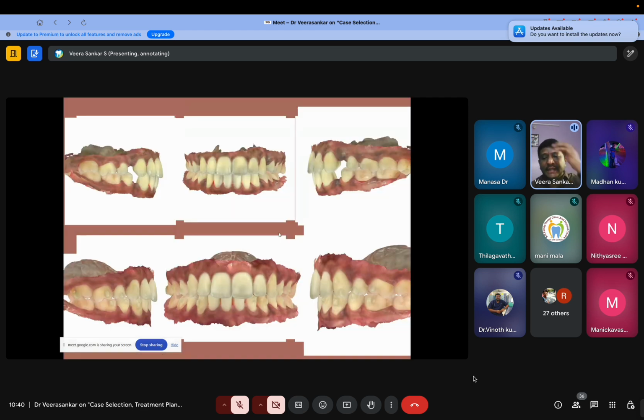So moving on to the second case, this patient reported to the clinic with an ongoing fixed appliance. Her complaint is, you can see here, the upper midline is shifted towards the right. I said it is because the retraction happening on the right side is faster when compared to the left side. Now the patient said she wanted to continue the treatment, but the problem is she got married and is going to Australia. She can visit India only once a year. So I suggested that she go for aligners.